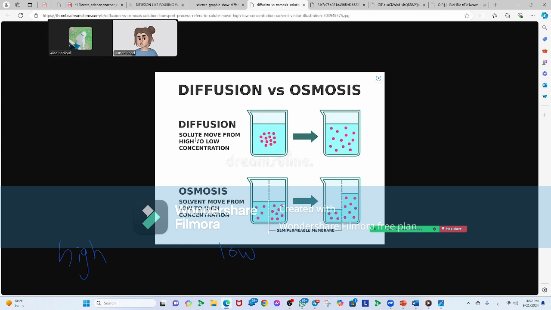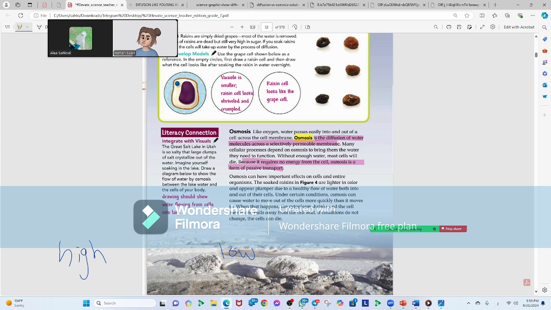Diffusion, solute moves from high to low concentration. But here, osmosis is the opposite of it. So here, look, there is low concentration, and here, high concentration. Look at the next picture. What happened? The solvent moves from the low concentration to the high concentration. So osmosis, yes.